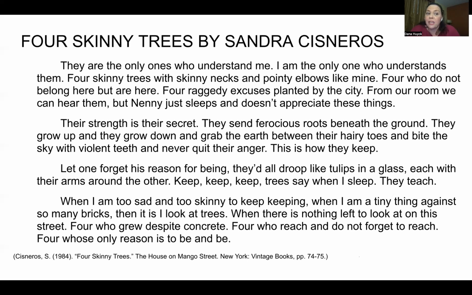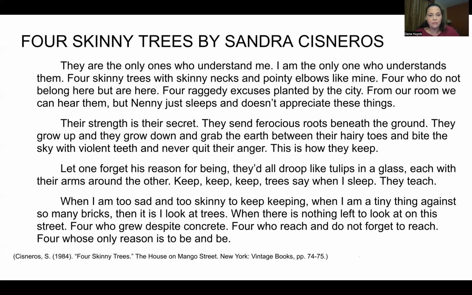From our room, we can hear them. But Nini just sleeps and doesn't appreciate these things. Their strength is their secret. They send ferocious roots beneath the ground. They grow up and they grow down and grab the earth between their hairy toes and bite the sky with violent teeth and never quit their anger. This is how they keep.